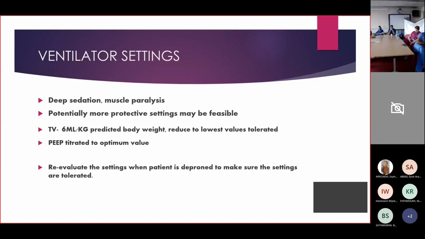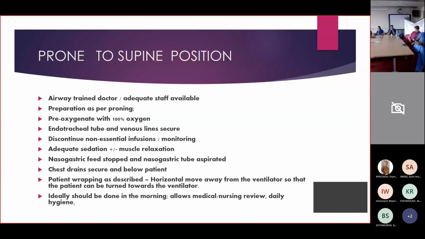And when we deprone the patient again, we have to re-evaluate because the patient may again decompensate, or the patient may not tolerate the supine position. So again, when the patient is deproned, the same measures are followed. That is, we follow the checklist.